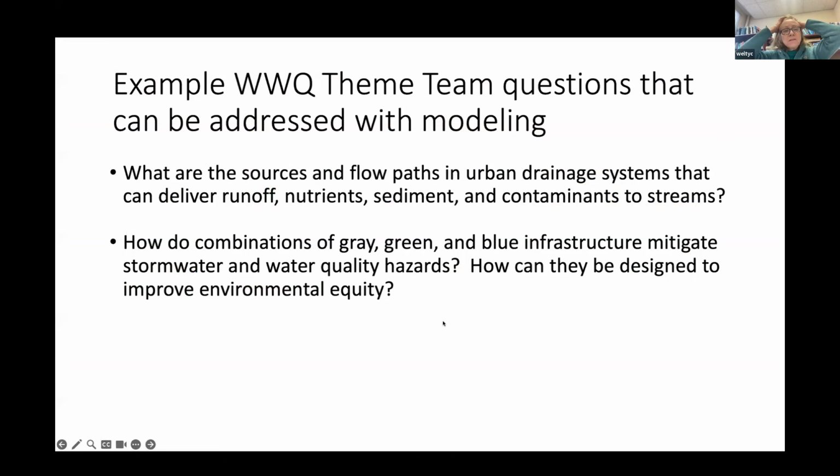So, some example water and water quality theme team questions that can be addressed with modeling. We have lots of lists of questions, both basic science questions and translational science questions. An example of a basic science question that we could potentially address with modeling is, what are the sources and flow paths in urban drainage systems that can deliver runoff, nutrients, sediment, and contaminants to streams? On the translational side, an example question is, how do combinations of gray, green, and blue infrastructure mitigate stormwater and water quality hazards? And moreover, how can they be designed to improve environmental equity? These are just example questions to give you an idea of the flavor of the things that we're talking about.